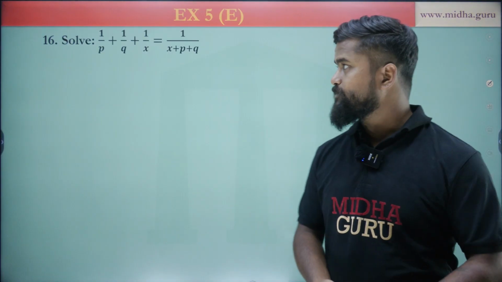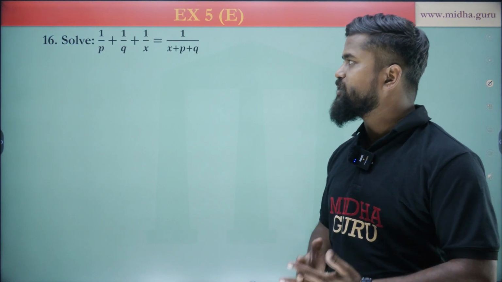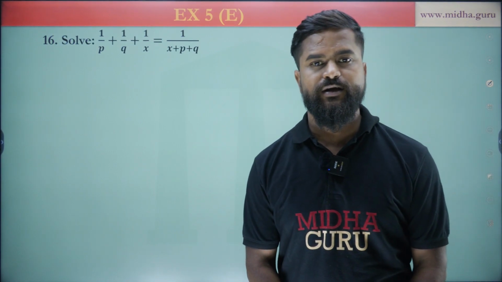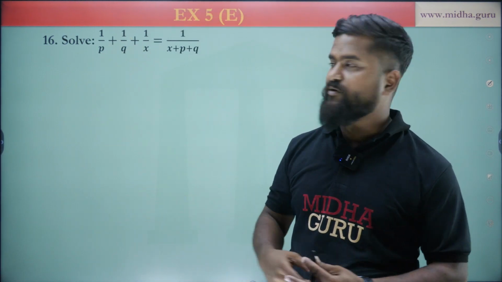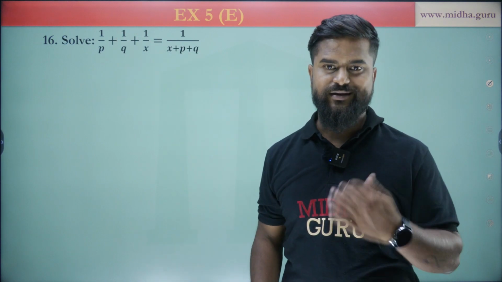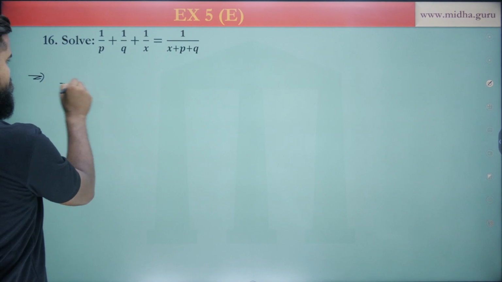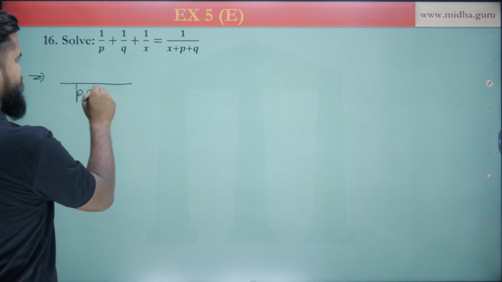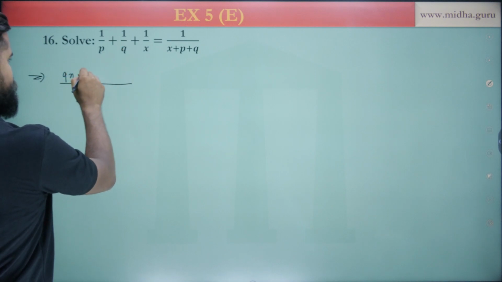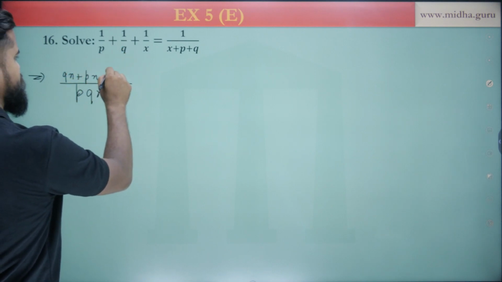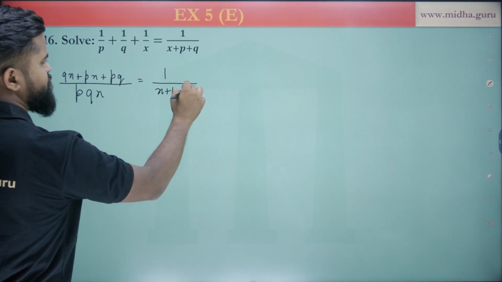So now the next question is 1 by p plus 1 by q plus 1 by x is equal to 1 by (x plus p plus q), and we must solve for x. So we'll begin. On the left hand side, we'll take the LCM of the fraction, which will be p into q into x, and we'll go ahead like that. So taking the LCM as pqx, we have (qx plus px plus pq) is equal to 1 by (x plus p plus q).